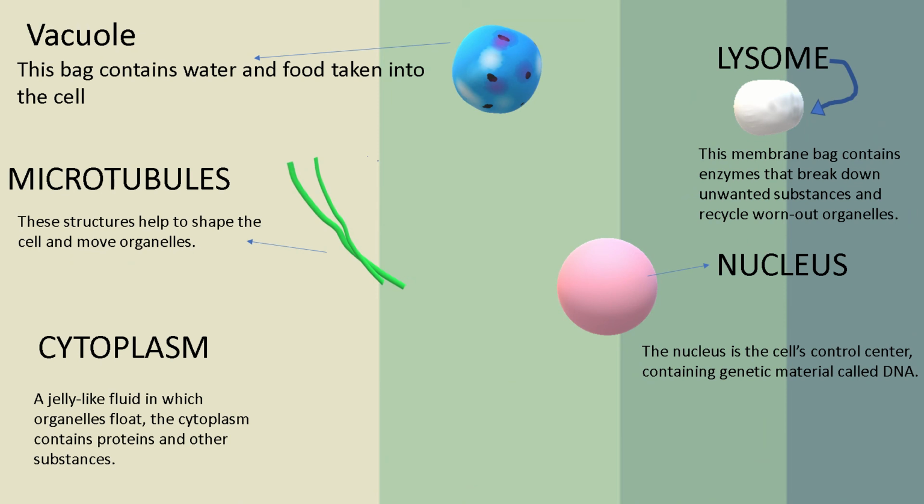All these parts are very important. Basically, if they say draw a cell structure or name the components in a cell, all these parts must be there, because all these parts work together to make the cell function properly and reproduce properly. So let's go on. Vacuole. This bag contains water and food taken into the cell.